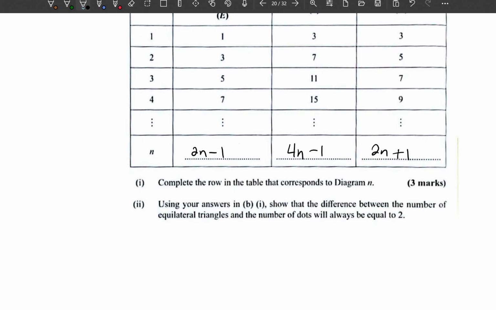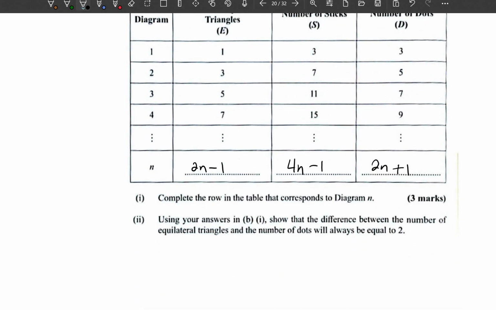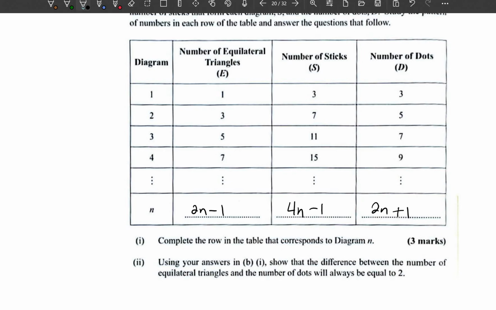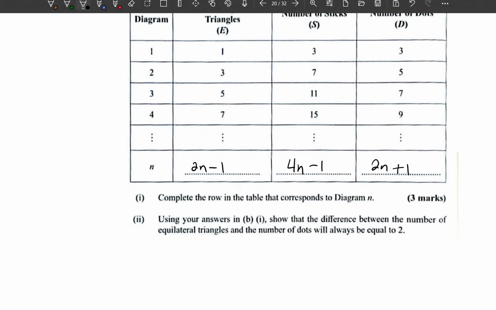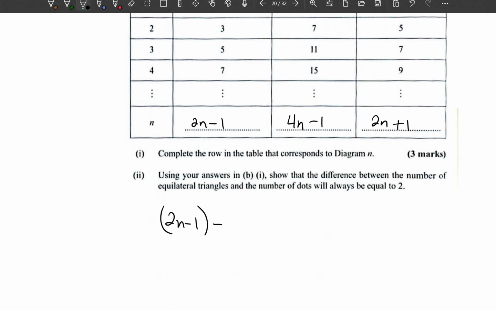Part 2 says using your answers in B part 1. This is B part 1. Show that the difference between the number of equilateral triangles and the number of dots will always be equal to 2. So we're going to subtract the number of equilateral triangles and the number of dots. Right, so we need to do that with the general form. So we say that 2n minus 1, that's the general form for equilateral triangles. We minus from that the number of dots. Number of dots is given as 2n plus 1.